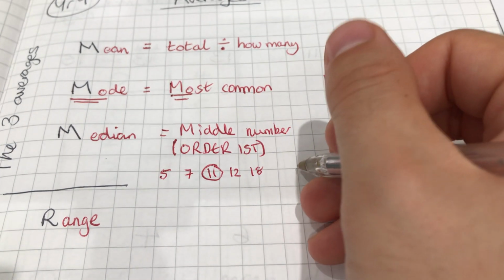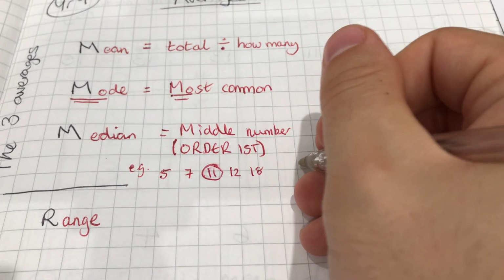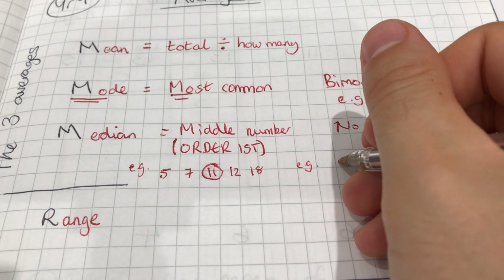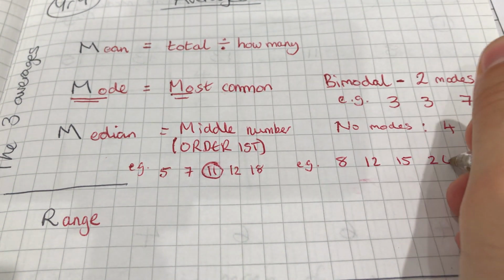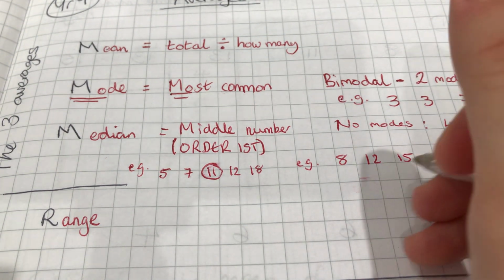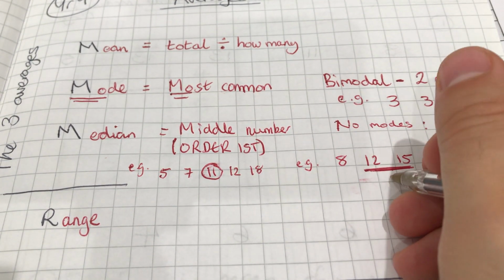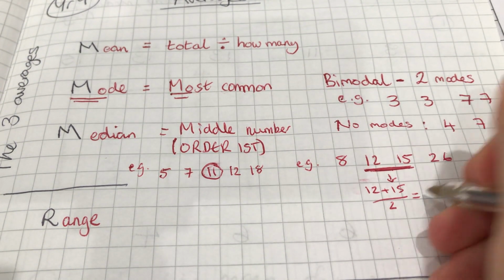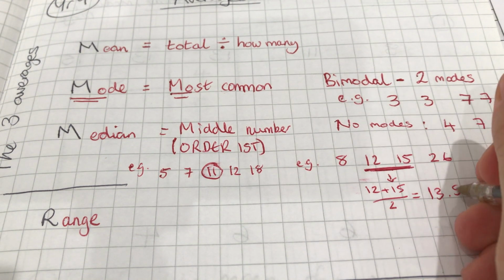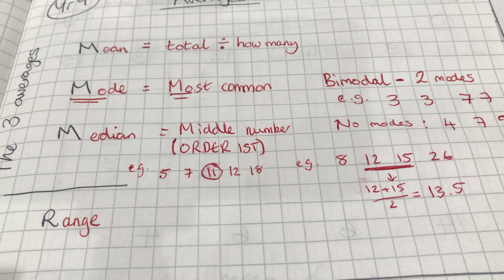If, however, you've got two middle numbers, for example 8, 12, 15, 26, you're going to need to find the middle of the two middles. To do that, you add them together and half it. 27 halved is 13.5. Now, some of you would have realised that 13.5 is in the middle of 12 and 15. That's absolutely fine. There's 3 between them. You half it. That's fine. But when it gets to really nasty ones, it's a good idea to add them together and half it.